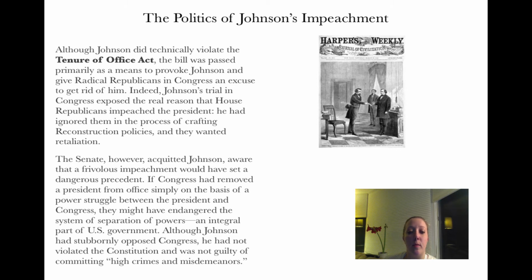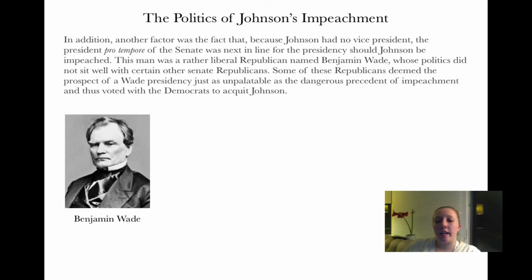If Congress had removed a president from office simply on the basis of a power struggle between the president and Congress, they might have endangered the system of separation of powers, an integral part of U.S. government. Although Johnson had stubbornly opposed Congress, he had violated the Constitution and was guilty of committing high crimes and misdemeanors. And another factor was the fact that because Johnson had no vice president, the president pro tempore of the Senate was next in line for the presidency.